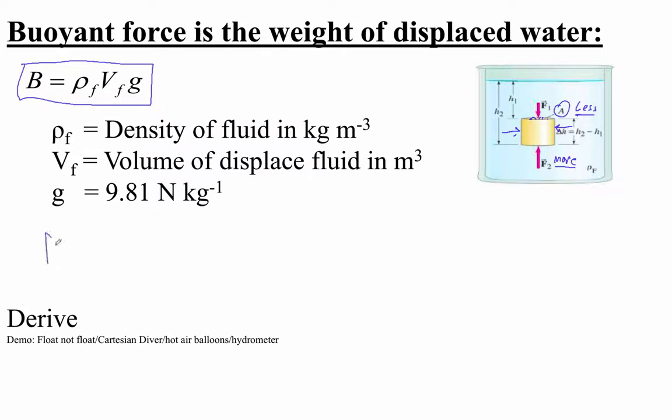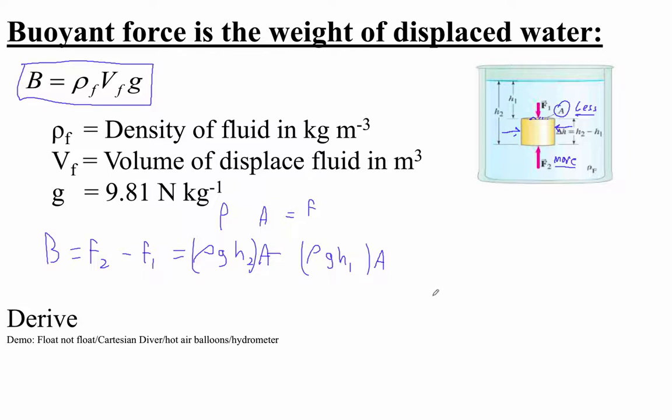So that buoyant force is just, in this case, F2 minus F1, right? F2 is going to be rho g H2 times the area, because pressure times area is force. Then we're going to subtract from that rho g H1, which is the pressure up here, times that same area, and that'll give us our force.